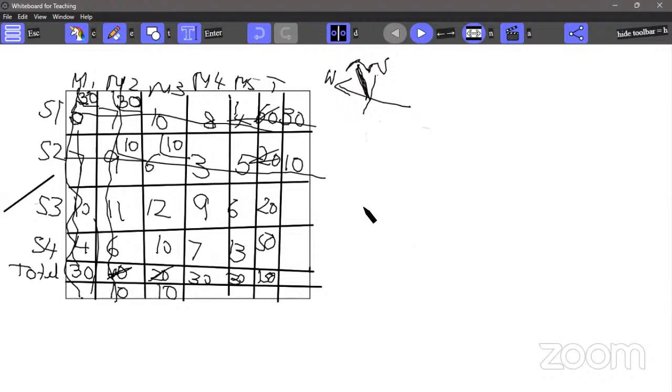Now you tell me, which cell should I come to? S3, M3. Very good. See, we are slowly moving from the northwest corner only, isn't it? We have started from here. We are coming diagonally, seeing demand and supply, and we are allocating, isn't it?